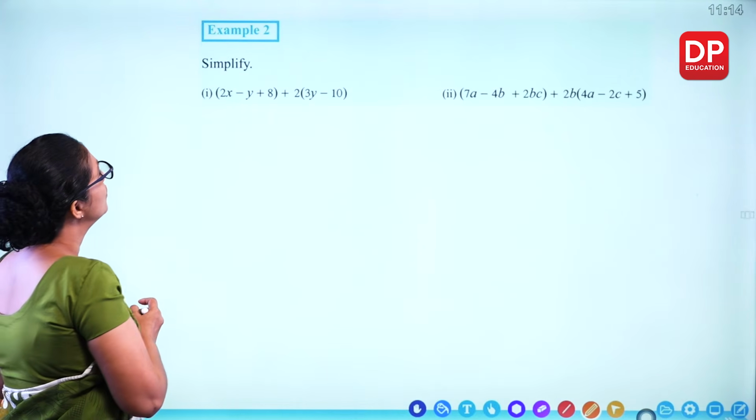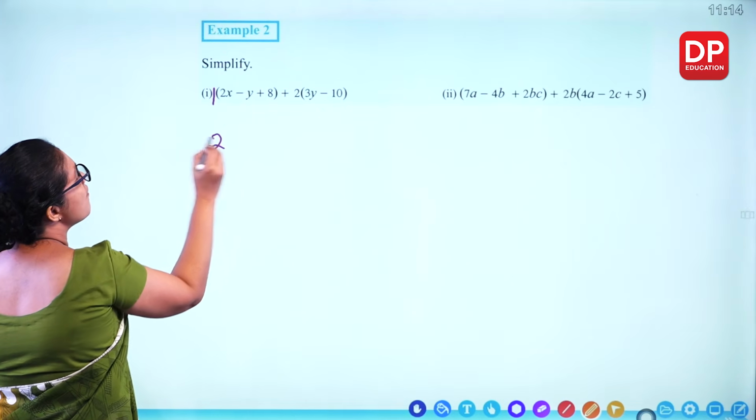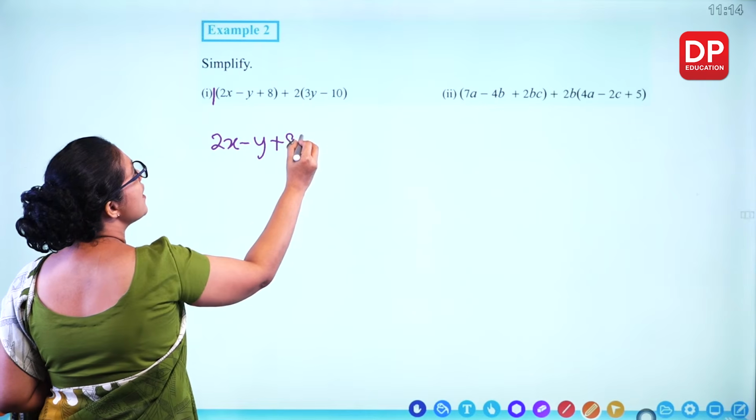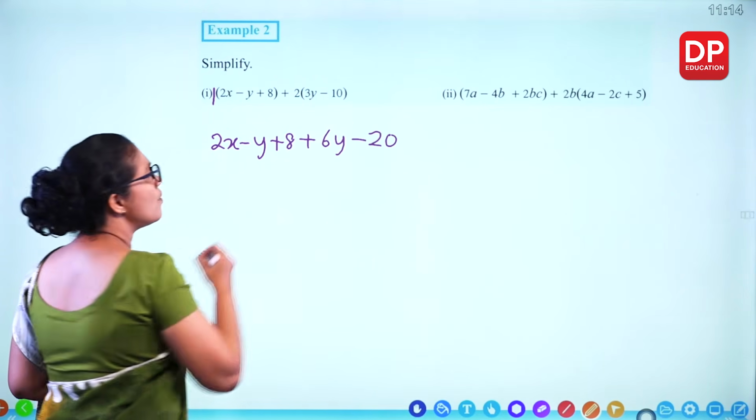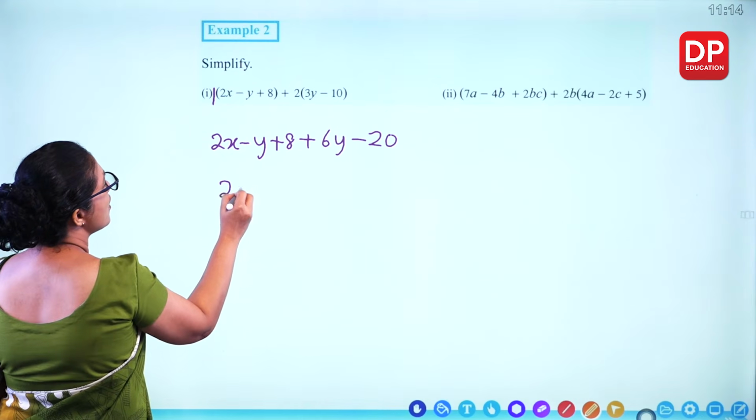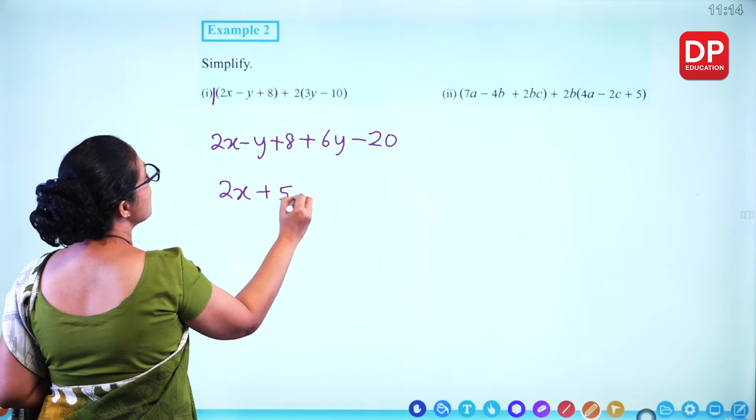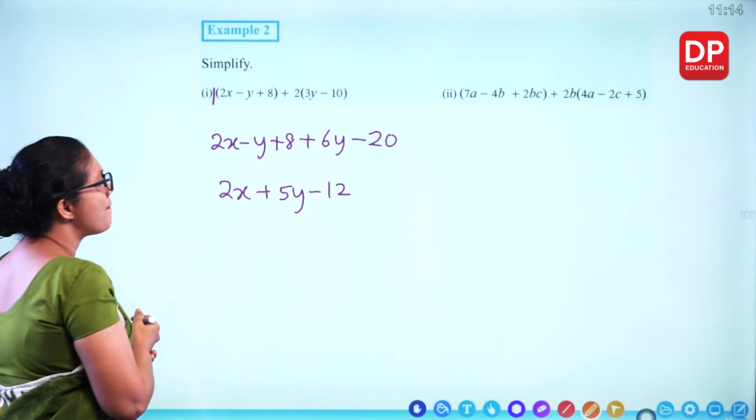Example number 2. First simplify. This is just multiply by 1. 2x minus y plus 8. Here multiply by 2. 6y and minus 20. Now like terms add. 2x, you can't do anything. Minus y plus 6y, you get 5y. 8 minus 20, that's minus 12.